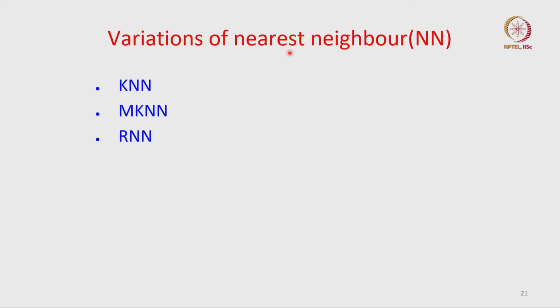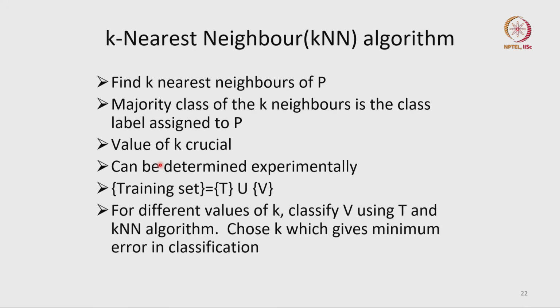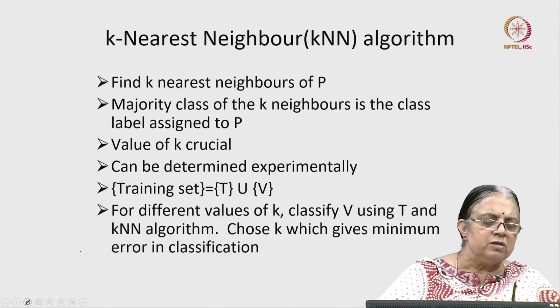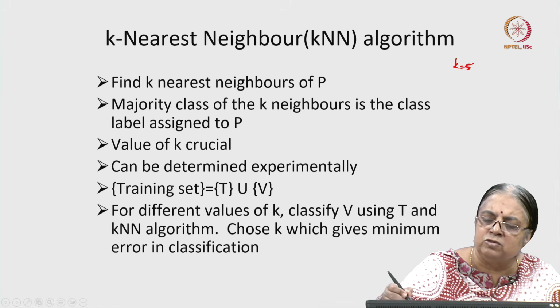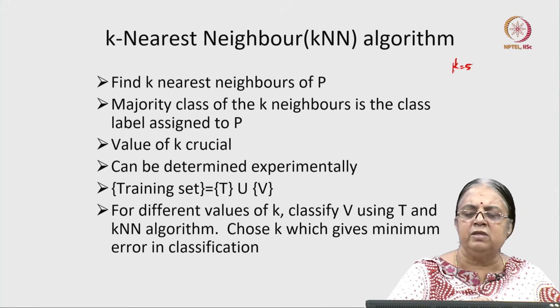So, what are the variations of the nearest neighbor algorithm? You have the KNN algorithm, that is the k nearest neighbors, the MKNN algorithm, and the RNN algorithm. Let us see what these variations are. If you take the KNN algorithm, you need to of course give a value for k. The k is the number of neighbors that you are going to consider. Generally something like k equal to 5 can be used.